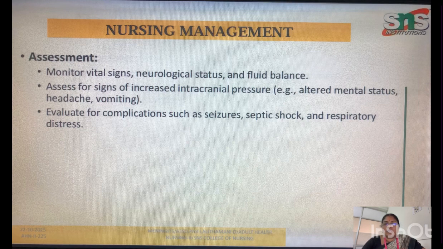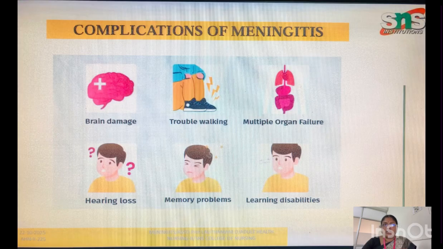Coming on to the complications, we need to rule out brain damage, trouble walking, multiple organ failure, hearing loss, memory problems, and learning disabilities. It is very important that we track or find these complications through the signs and symptoms. Early identification of complications will definitely have a positive impact on prognosis.